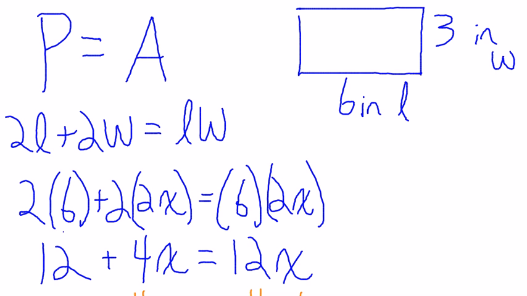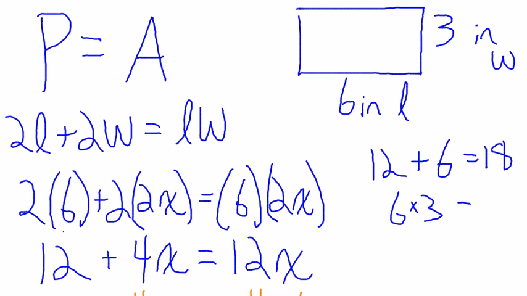And now we can check the perimeter. Well, the perimeter is when we add up 2 times the length, which is 12, plus 2 times the width, which would be 6. That equals 18. Now let's try doing 6 times 3, which would give me the area, and that also gives me 18. So it is true that our perimeter equals the area, where the perimeter is 18 and the area is also 18. Always important to check our work.